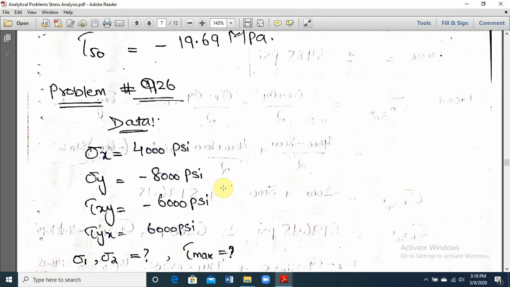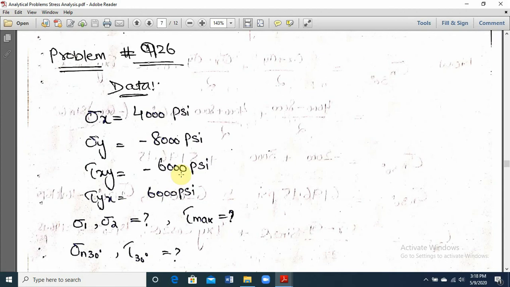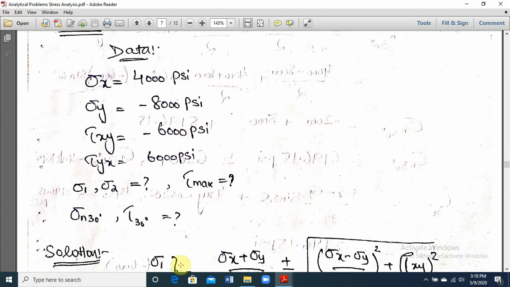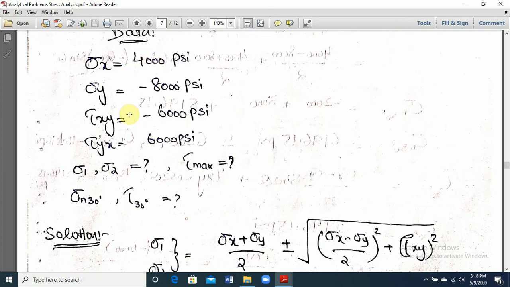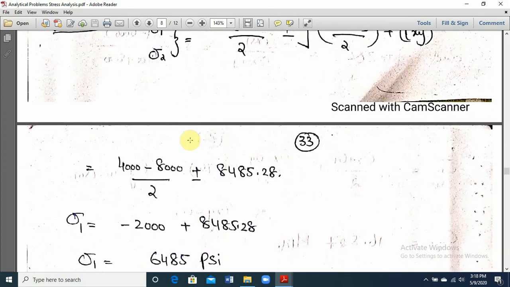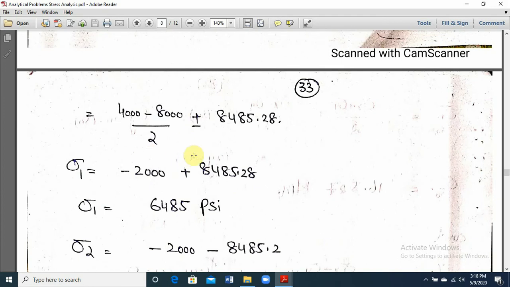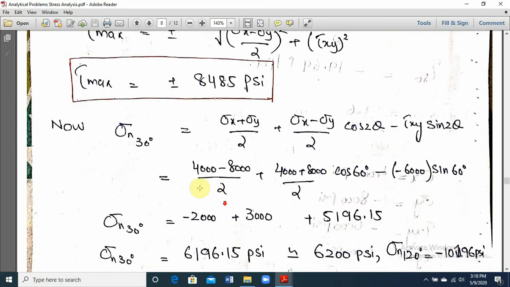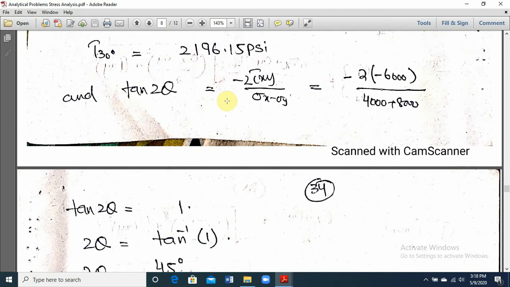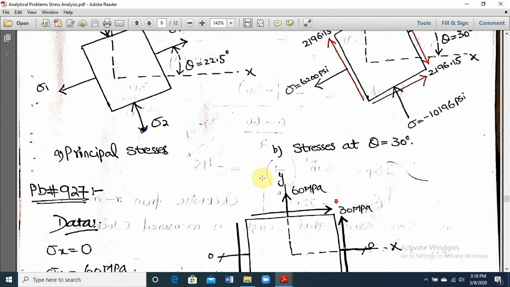Similarly, you can solve problem number 9.26. The state of stress has been given to you. You need to find the principal stresses sigma 1, sigma 2. You need to find the maximum in-plane shearing stress. You need to find the normal stress and shear stress at 30 degree. You have been given the values of sigma x, sigma y, tau xy. All you need to do is use those formulas and put in those values. You will get sigma 1 equal to this, sigma 2 equal to this, tau max this. Now you can find tangent 2 theta and draw this one.